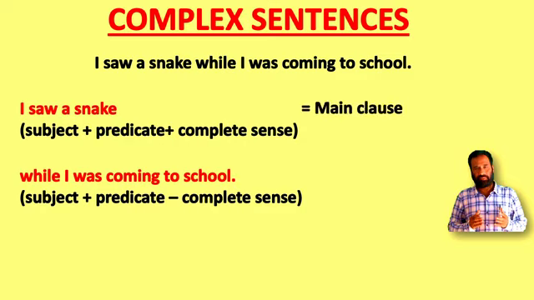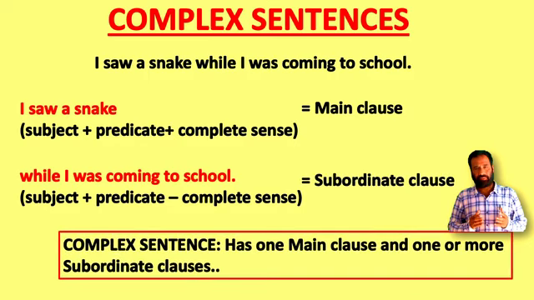Now observe the other part. While I was coming to school. This part also has subject and predicate, but it doesn't give complete sense. It depends on the main clause to get the meaning. It can't stand on its own. So this type of part is called subordinate clause. So the sentence, I saw a snake while I was coming to school, has one main clause and one subordinate clause. A sentence having one main clause and one or more subordinate clauses is called complex sentence.